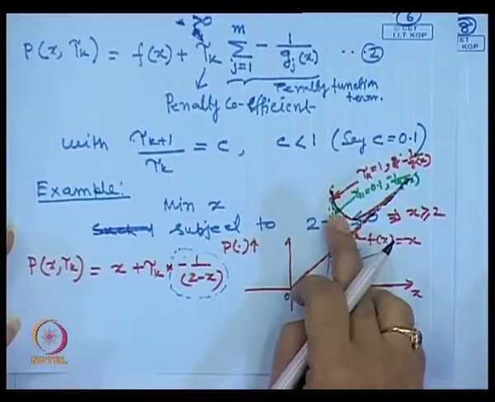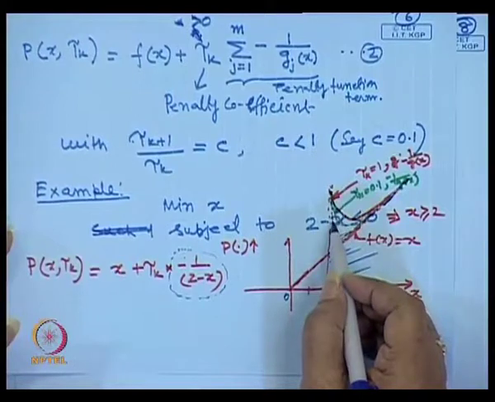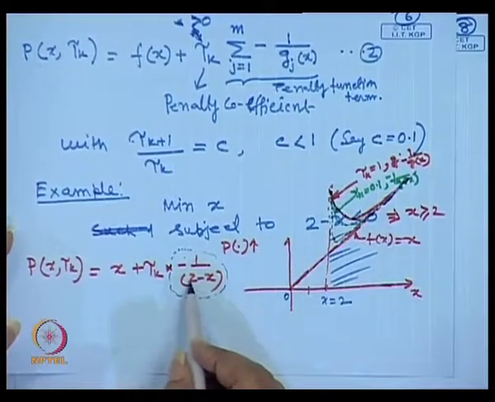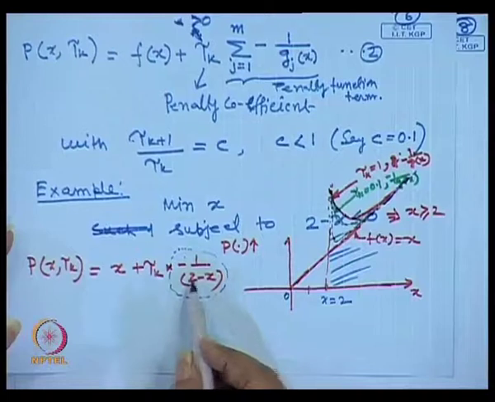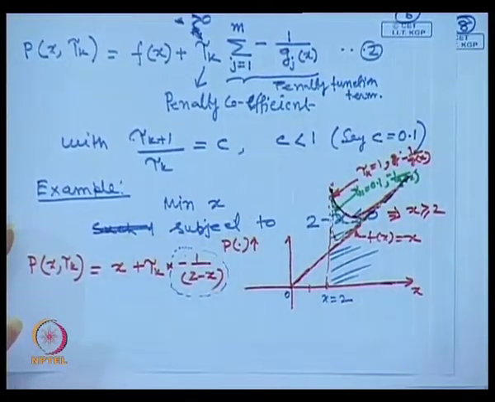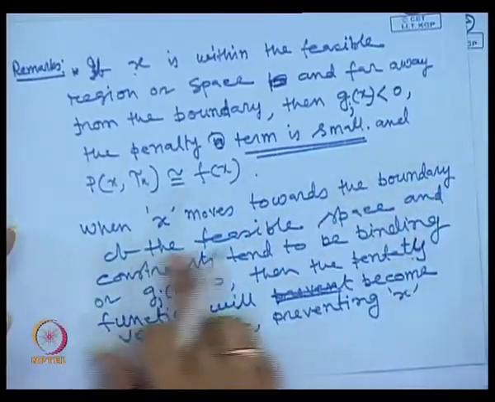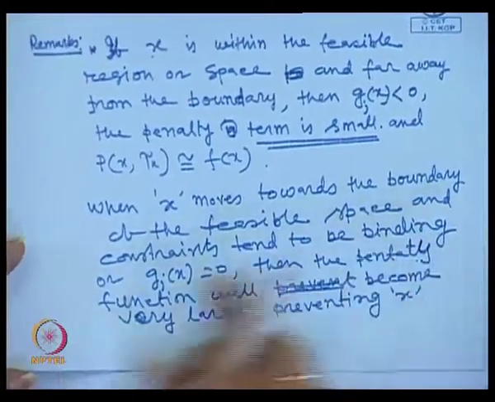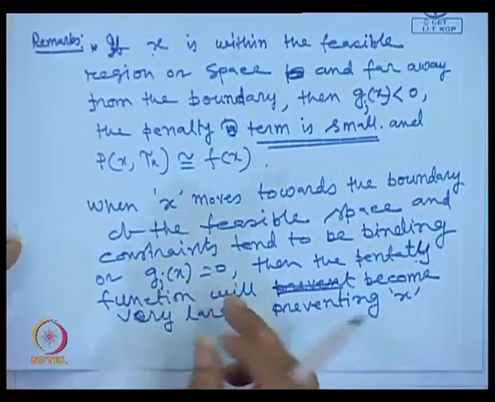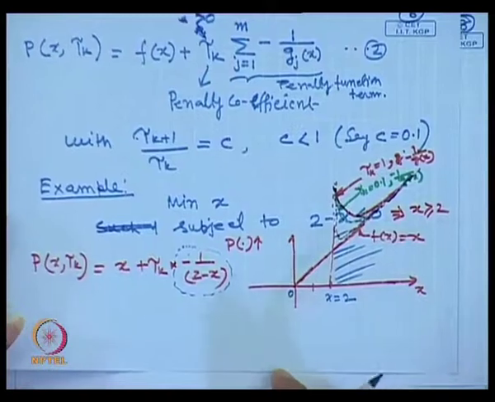And this f of x is what? It is the summation of minus 1 by g j of x. Repeat, summation of j equal to 1 to m of minus 1 by g j of x is the f of x. Check this. If it is satisfied, stop the iteration. Otherwise, go to the next step.